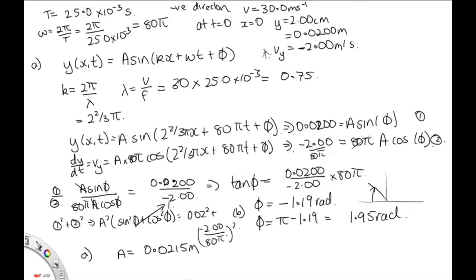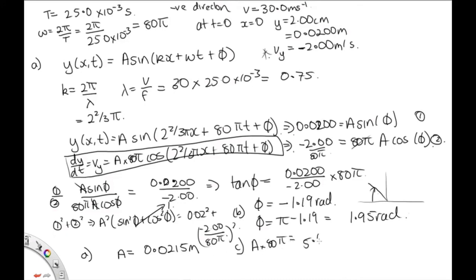Now part C said what's the maximum transverse speed? Well, we've figured out our equation here for the transverse speed. So all we need to do now is work out what's the maximum of that. Well, that's going to happen when this thing is 1. So it'll be A times 80 pi. And so just substituting in for A, we get 5.40 meters per second.